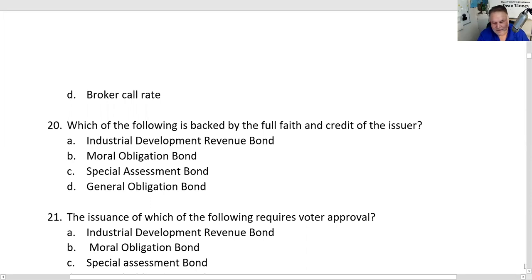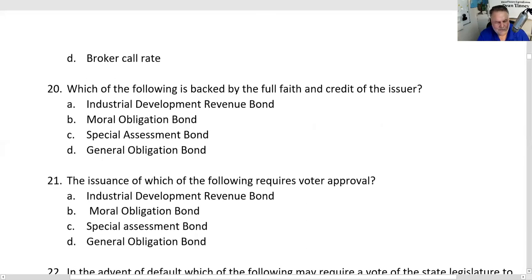Again, definitional question, that's a GO. Full faith and credit of the issuer is a general obligation bond. Industrial development bonds are known as private activity bonds. A moral obligation is a type of revenue bond, and a special assessment bond is against the benefit of property. The answer here is D.